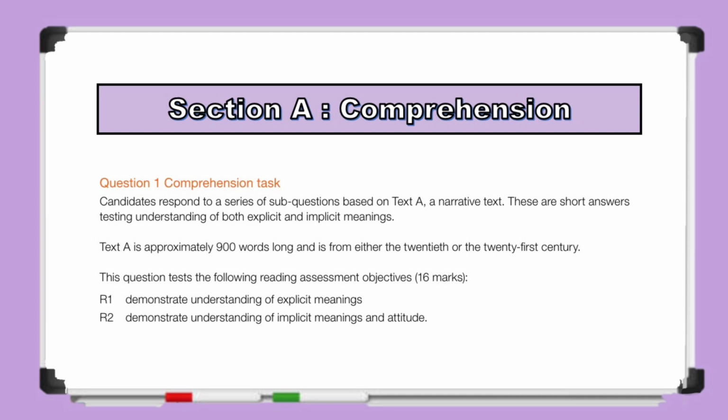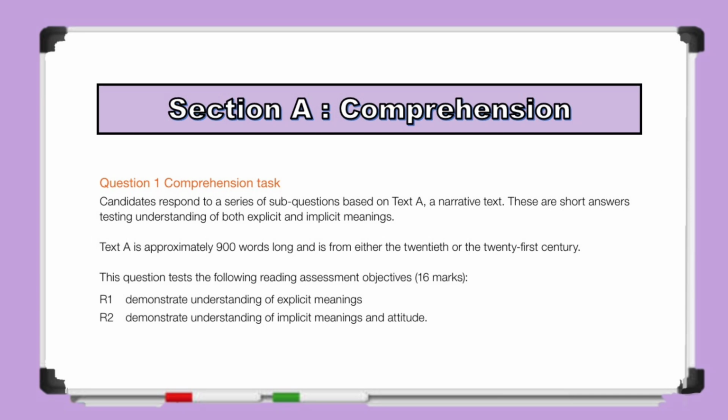Now, let's see what your syllabus says about this question. According to Cambridge, you will answer a series of short questions based on text A, which is a narrative passage. These questions test your understanding of both explicit and implicit meanings. The passage is approximately 900 words long and is taken from either the 20th or the 21st century. This question assesses two important reading skills.